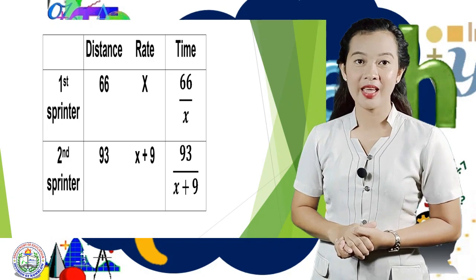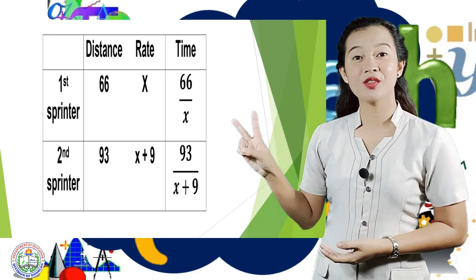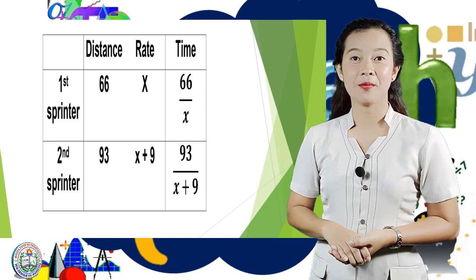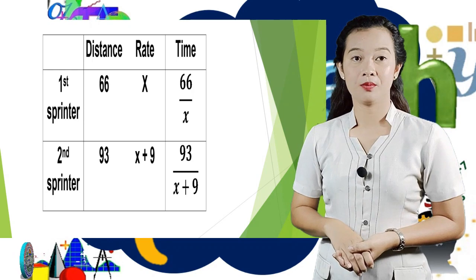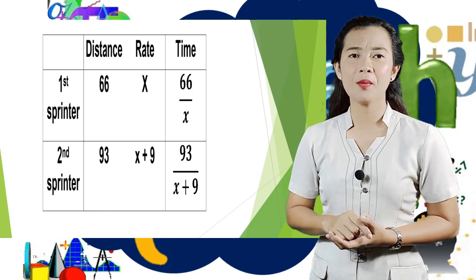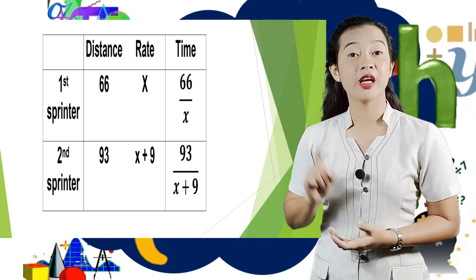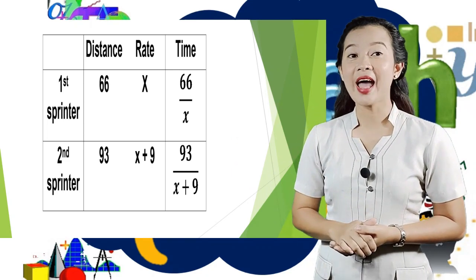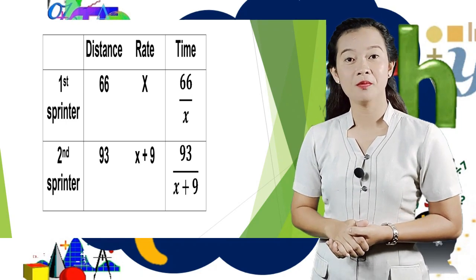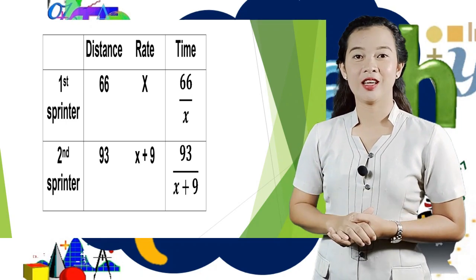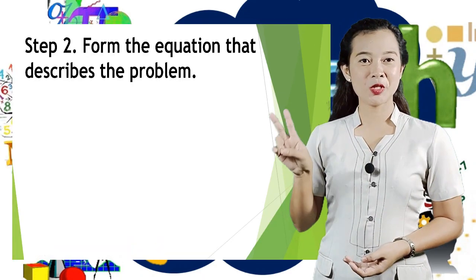66 divided by x. The distance traveled by the second sprinter is 93. His rate is x plus 9 and he runs 9 km per hour faster than the first sprinter. That's why we added 9 to his rate. To find the time of the second sprinter, 93 divided by x plus 9.